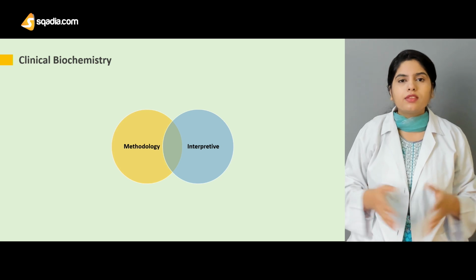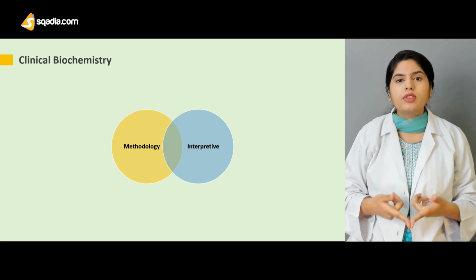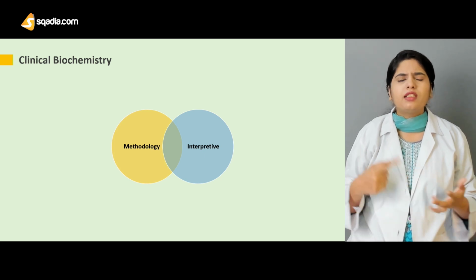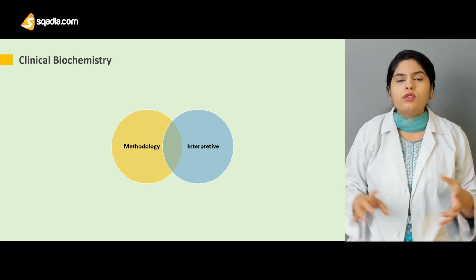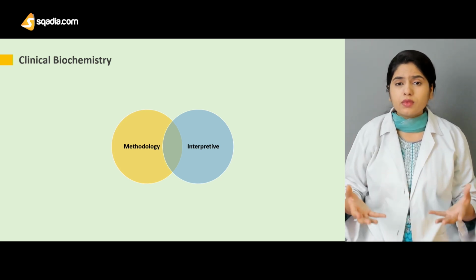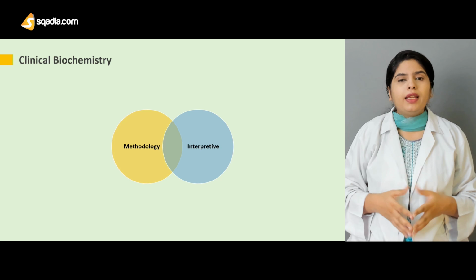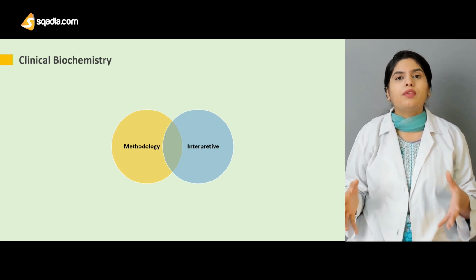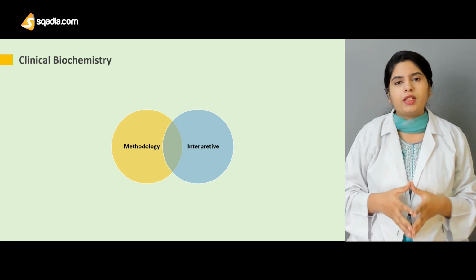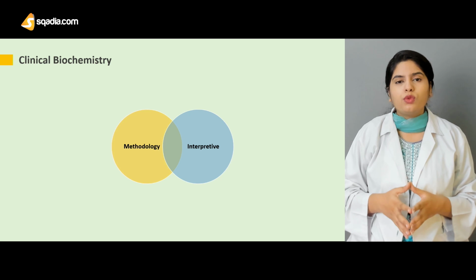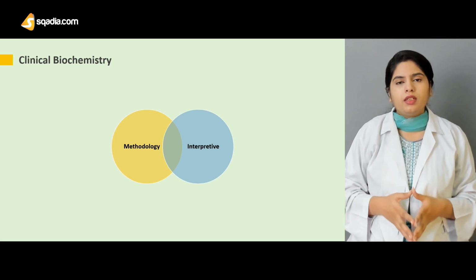At the end of the test, a report is formed, and that report consists of the level of these hormones and the level of the chemicals, like the level of urea in the urine. So this is basically the interpretive aspect of clinical biochemistry. In the clinics, physicians mostly deal with this interpretive aspect. So this is important for the physician to know, not the methodology.